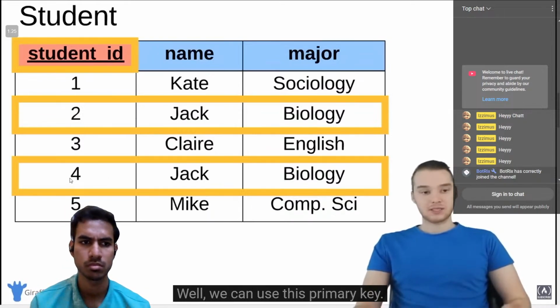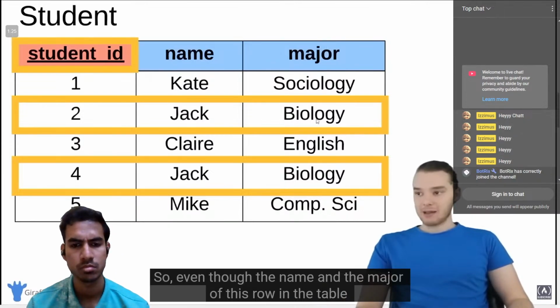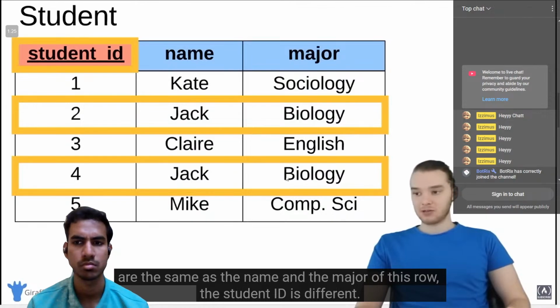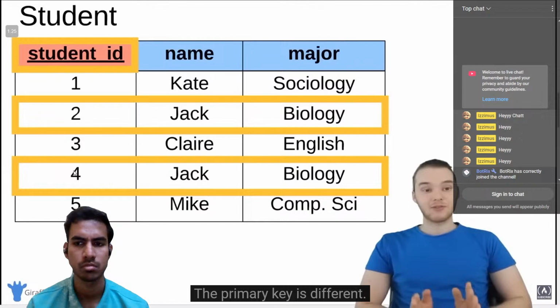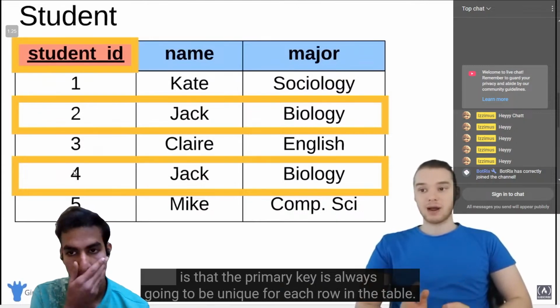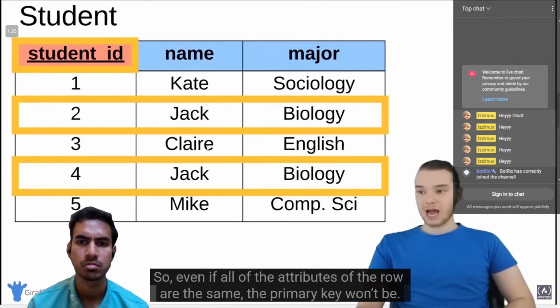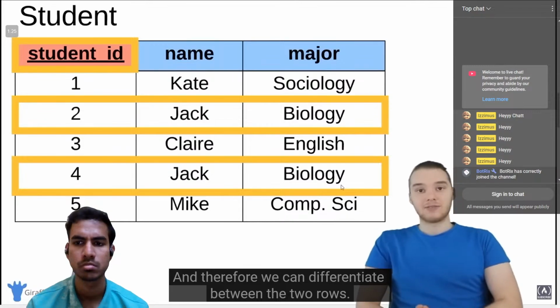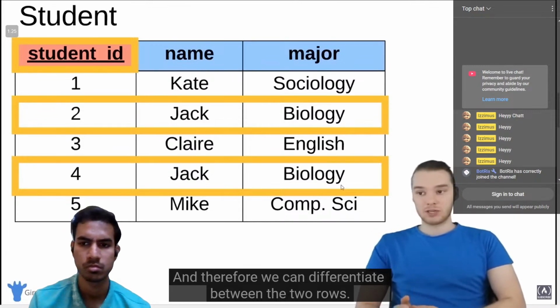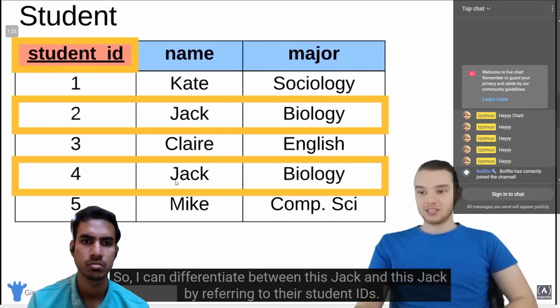Well, we can use the primary key. Even though the name and the major of this row in the table are the same as the name and the major of this row, the student ID is different. The primary key is different. That's the whole point of a primary key: it's always going to be unique for each row in the table. So even if all of the attributes of the row are the same, the primary key won't be, and therefore we can differentiate between the two rows, right? So I could differentiate between this Jack and this Jack.